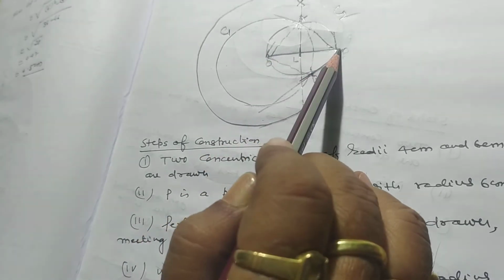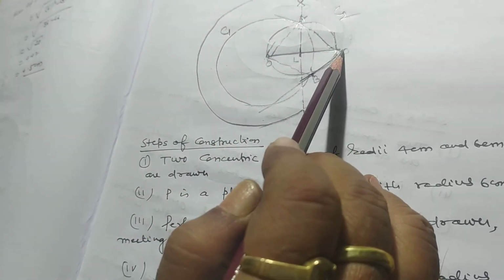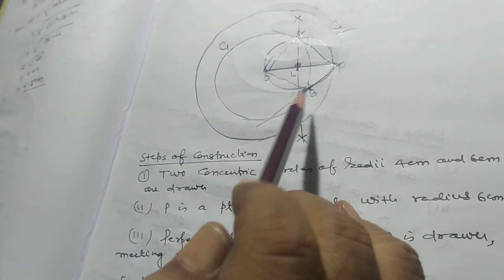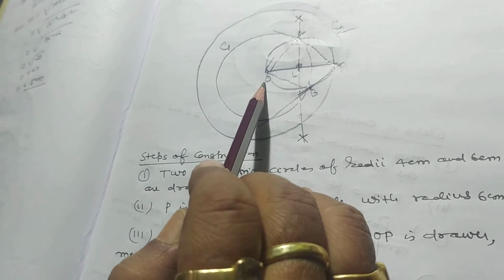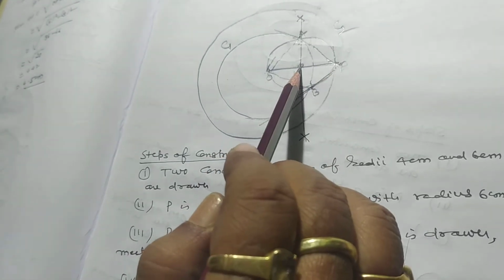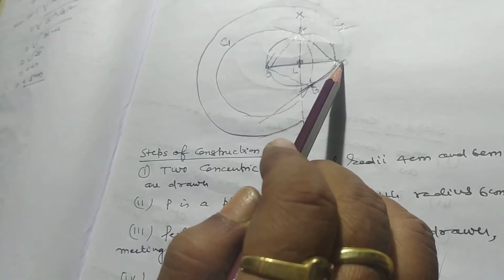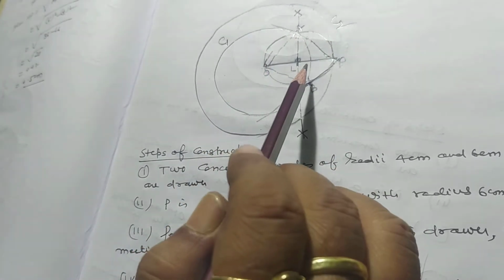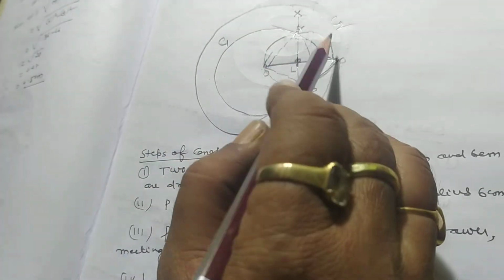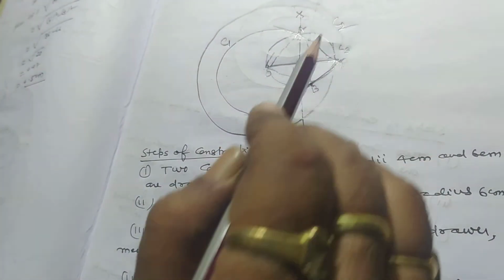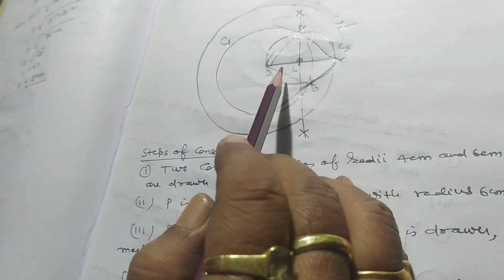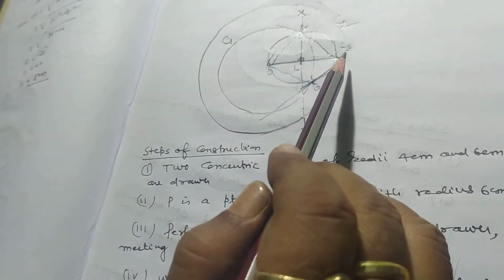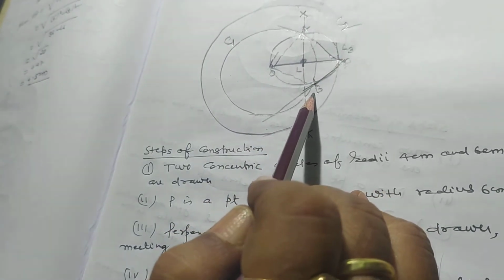Now we draw the perpendicular bisector of OP. Suppose this is point L. L is the perpendicular bisector of OP. Now if we draw a circle having center L and radius LP, we observe that it passes through O. So, the dotted circle is circle C3. Circle C3 intersects circle C1 at the points A and B.